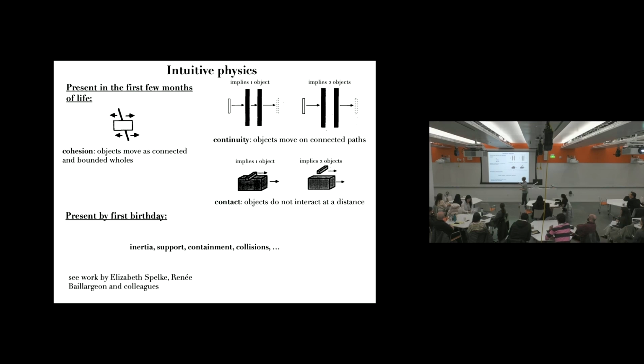Already in the first few months of life, infants understand the notion of cohesion, that objects move as connected and bounded wholes. They move on connected paths. That objects don't interact at a distance. And then slightly later, they get concepts of inertia, support, containment, collisions. So this all suggests that infants aren't learning physics from scratch. They're endowed with a lot of physical inductive biases already from a young age, possibly even at birth.